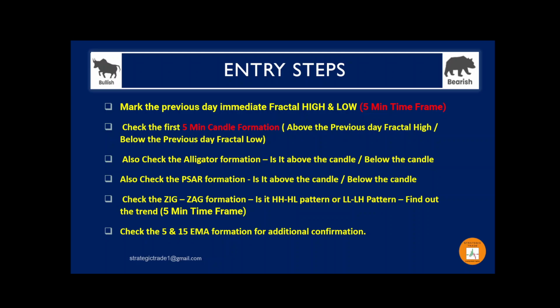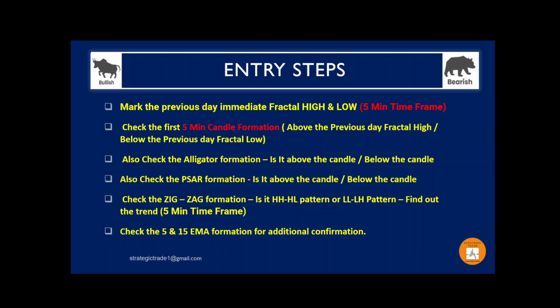So mark the previous day's immediate fractal high and immediate fractal low, meaning before 3:15 or 3:30 on the previous day. Whatever candle it has made the previous day, we have to see the immediate fractal in the 5-minute candle only. What top fractal was made and what bottom fractal was made, based on that we make the 2 lines. Then check the first 5-minute candle formation.